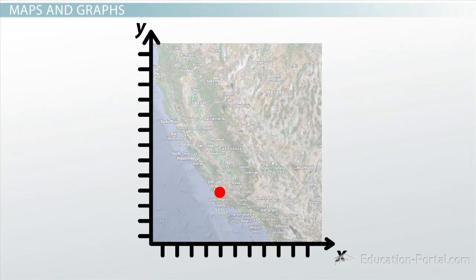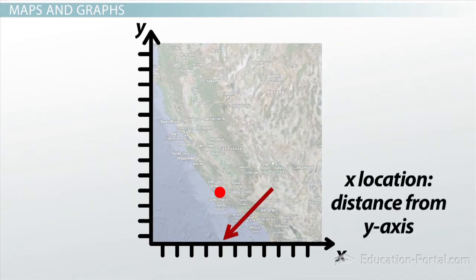So each point has an x location, defined as the distance from the y-axis, and the x location is going to have a positive value if it's to the right of the y-axis, and a negative value if it's to the left of the y-axis. The y-axis itself is at x equals 0.